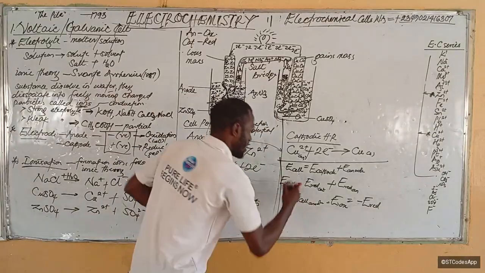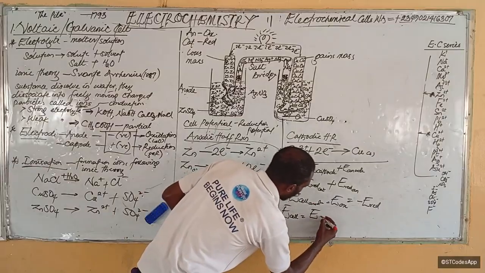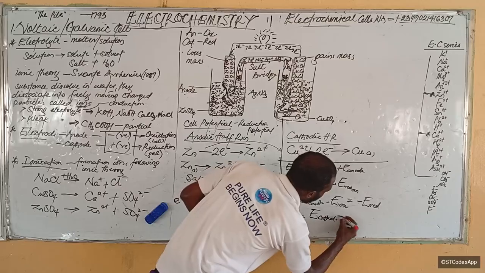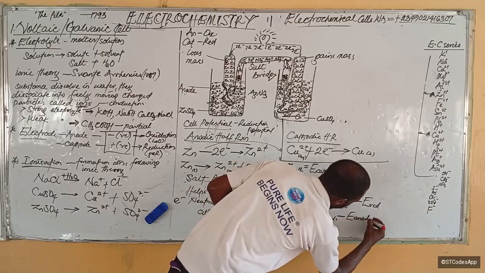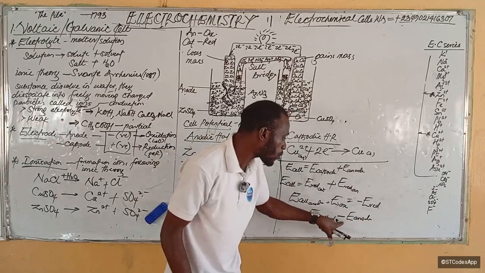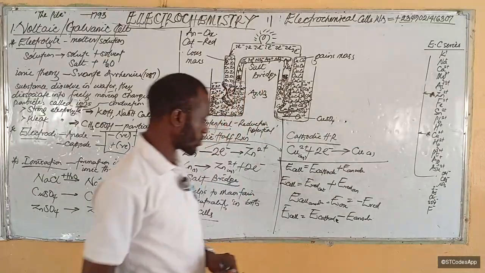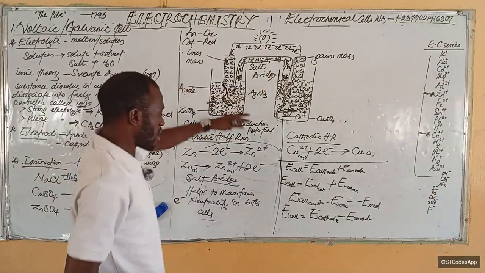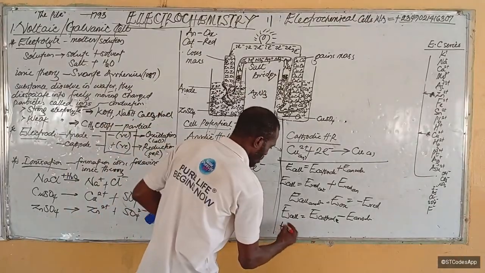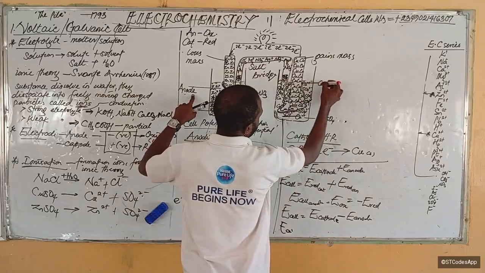So what happens is that our E cell formula transposes to E reduction, or E cathode, minus E anode. Why? Because the opposite of reduction, which happens at the anode, is oxidation. Now, for this cell, how do we calculate it? What's the E cell at cathode? Remember, this plate here is our cathode.